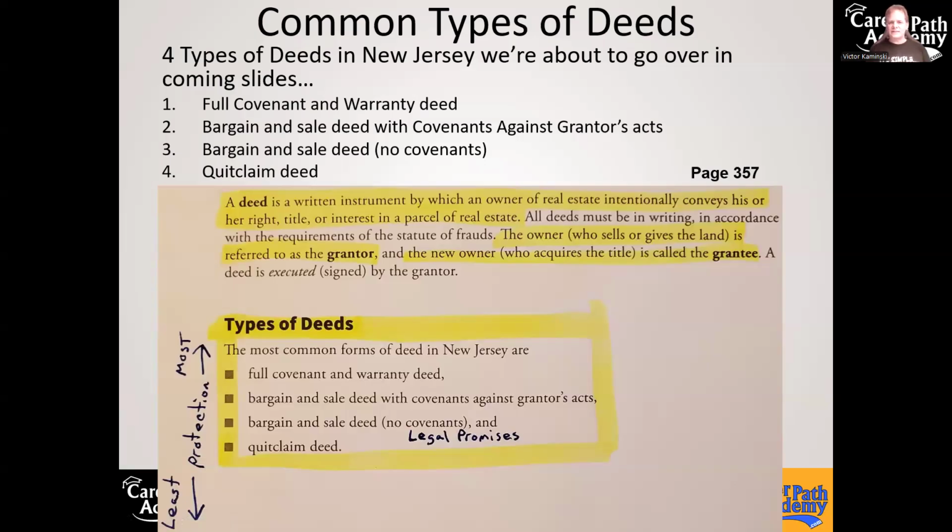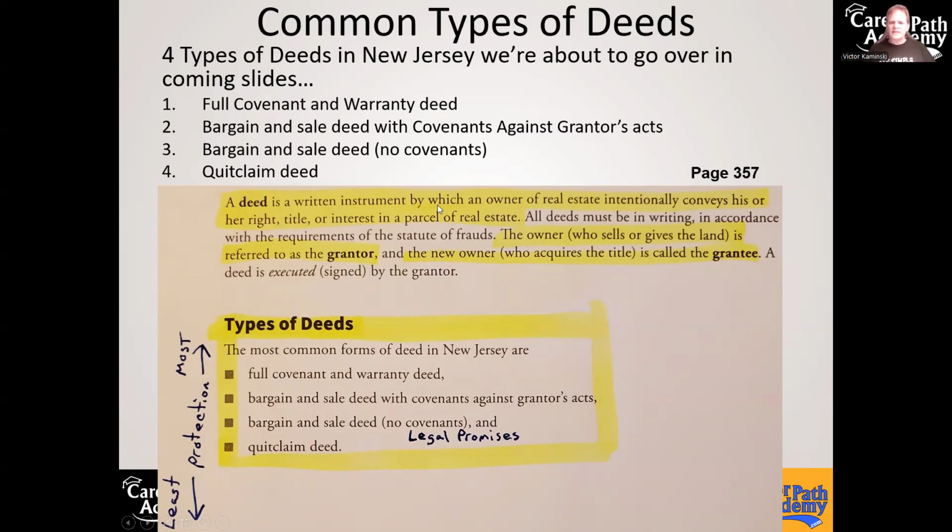So don't get lazy and just say bargain and sale deed when you're meaning to say bargain and sale CAG. They're totally different deeds. The bargain and sale deed without any covenants has no legal promises coming with it. We're going to go over the differences between these deeds in a moment, and then we also have a quitclaim deed. So let's highlight what a deed is on page 357.